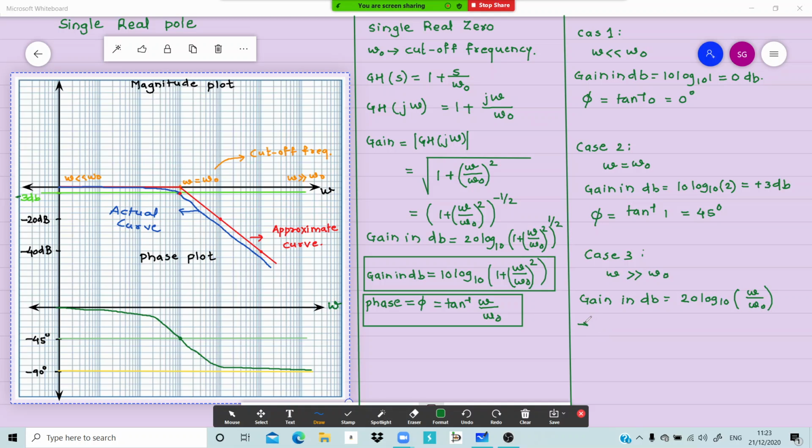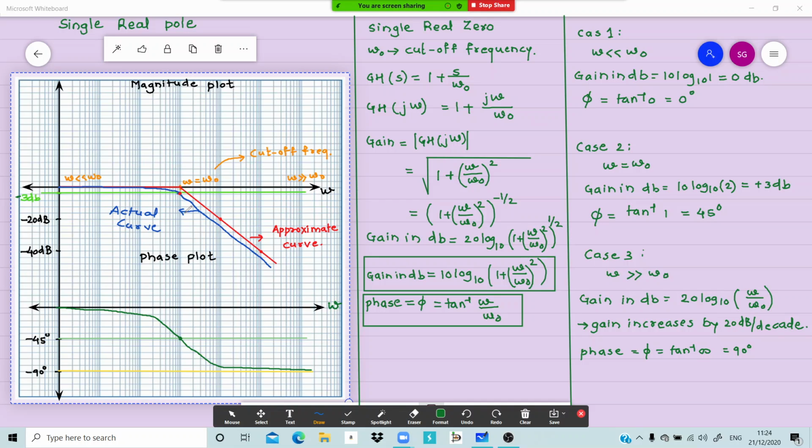So I'll write gain increases by 20 dB per decade. And phase, if you are finding, very well understood, a very high value compared with this, so tan inverse of infinity ultimately, and it is going to be 90 degrees. So exactly the reverse with the sign, everything you got.